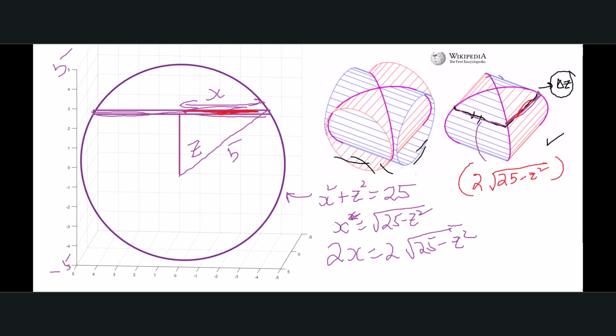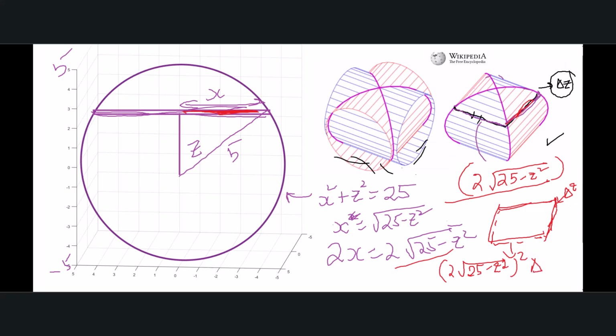So we have that basic element as just this square slab, and this thickness is delta z. What this elementary volume will be: this is length, this is width, which are the same, so we just square it. We get 2 times the square root of 25 minus z squared, squared, and then multiply by the thickness delta z. And then the integral will be from -5 to 5.